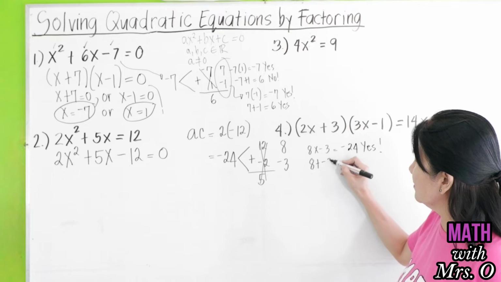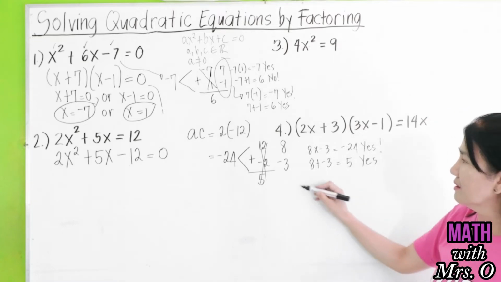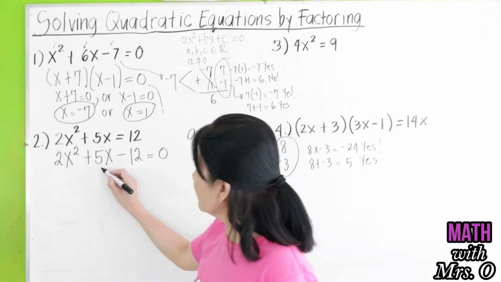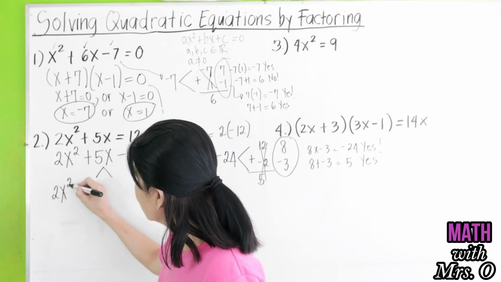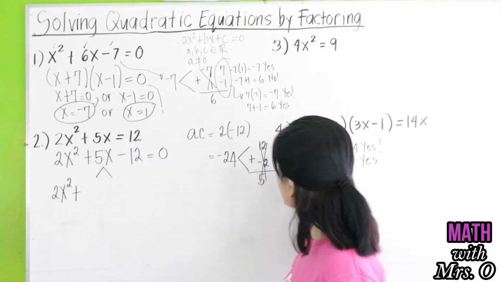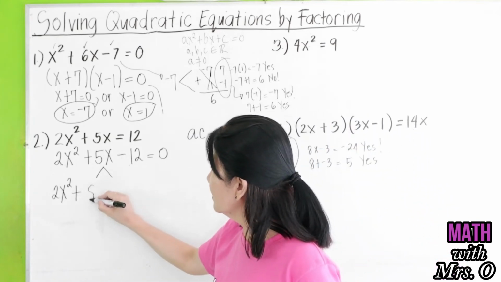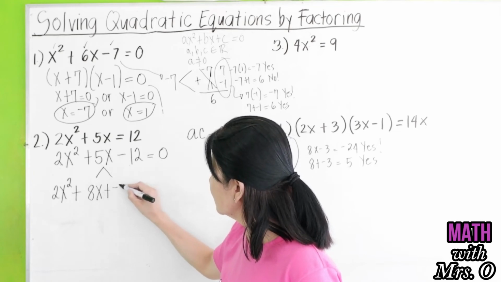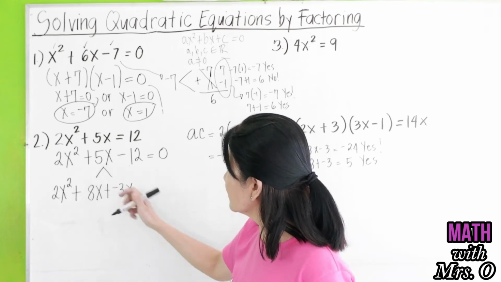8 plus negative 3, does that give you a 5? Yes. Therefore, these are your factors. So now, rewrite 5x. Copy 2x squared, rewrite 5x using these factors. So this now becomes 8x plus negative 3x. Remember, 8x plus negative 3x is 5x.